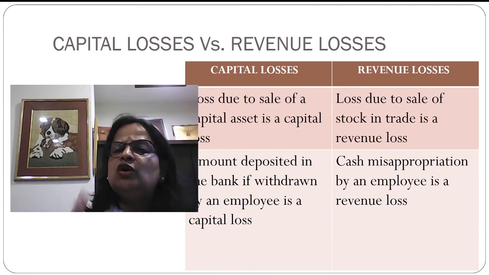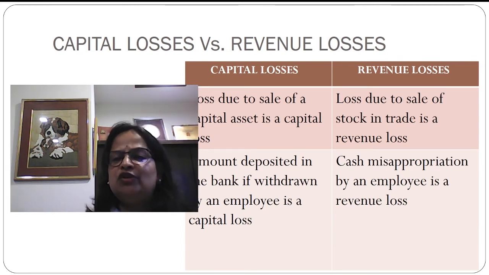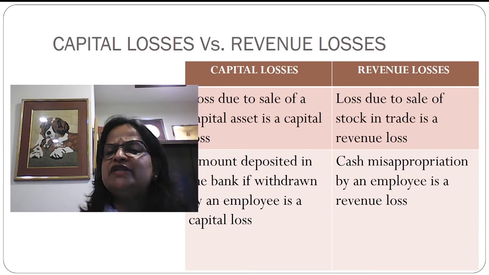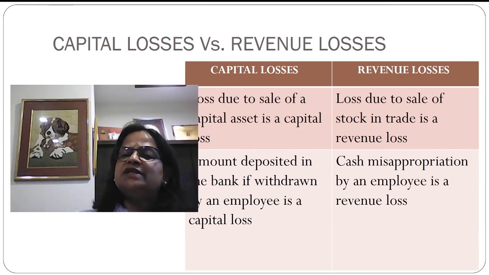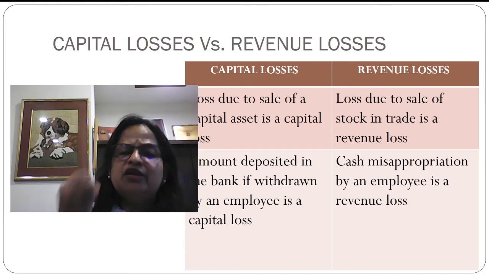Revenue loss means loss due to sale of stock in trade is a revenue loss. Today when I went out, I saw that many shops want to close down because they are not getting customers. In the lockdown period, you have seen that many businesses have shut down. There I can see 70% stock clearance sales. That means they want to sell that stock and get out of that business. It's a revenue loss. If the business was running, they would have made profit out of that. Now they are selling it and closing that business unit. It's a revenue loss.